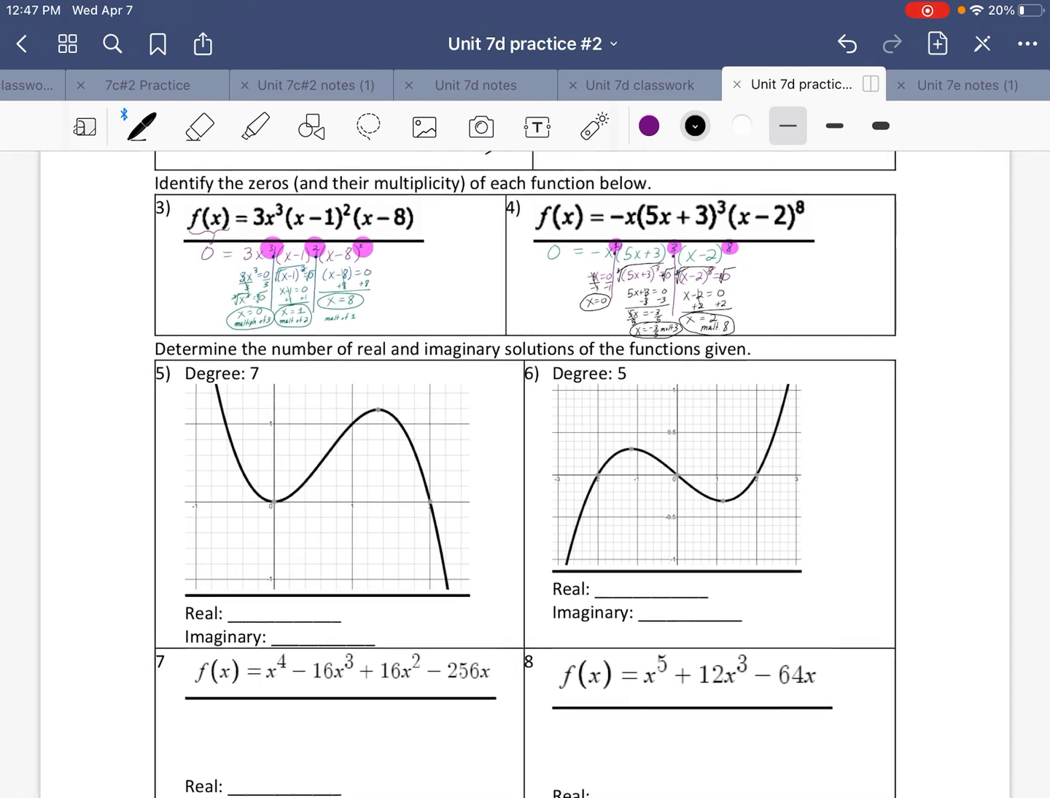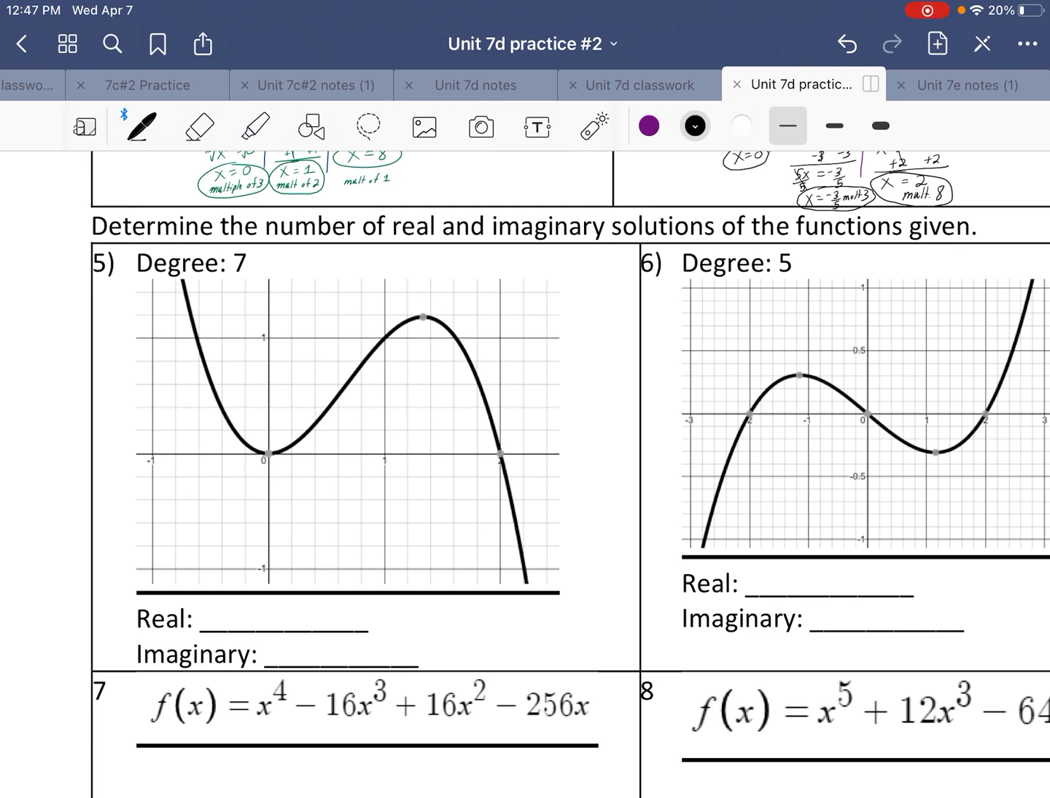All right. Next, we're looking at determine the number of real and imaginary solutions. So given that this is degree 7, that means that there are 7 total solutions. You then need to determine the real solutions. Well, the real solutions is right along the x-axis, the x-intercepts. Anytime a local min or a local max hits the x-axis, that is a double solution. So this is a multiple of 2. There are 2 solutions there.